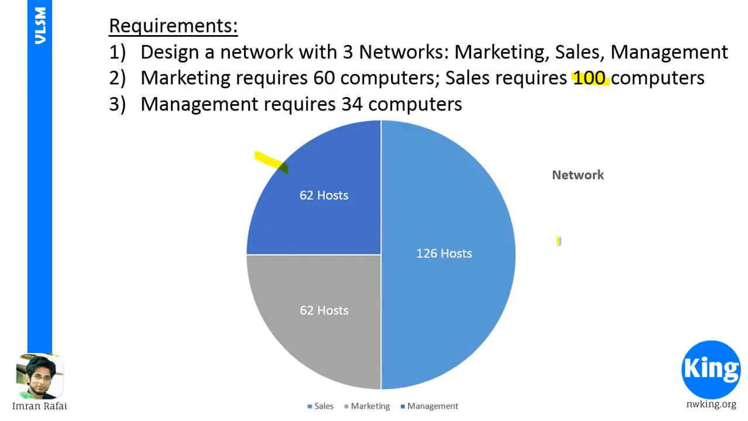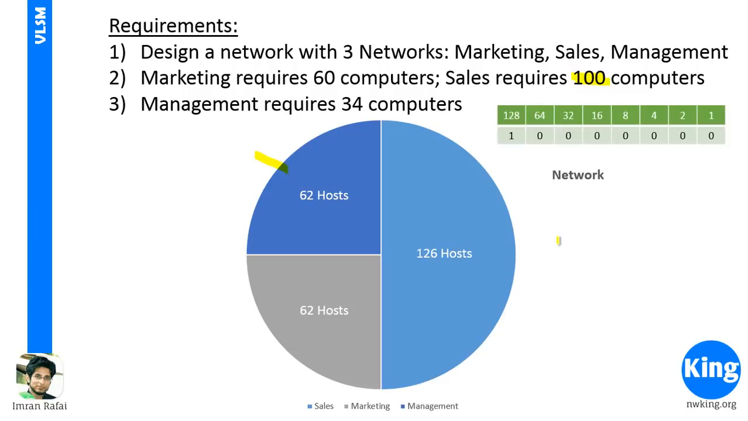How do you do that? First, take the highest requirement. So the highest requirement is 100 computers. Take your magic table, see how many bits you need to borrow for 100 hosts. So we borrow 1 bit. Can we borrow 2 bits? So the minute we go to 2 bits, the block size becomes 64. 64 means you only have 62 valid hosts, but we need 100 hosts, so we have to stay at one bit borrowing.